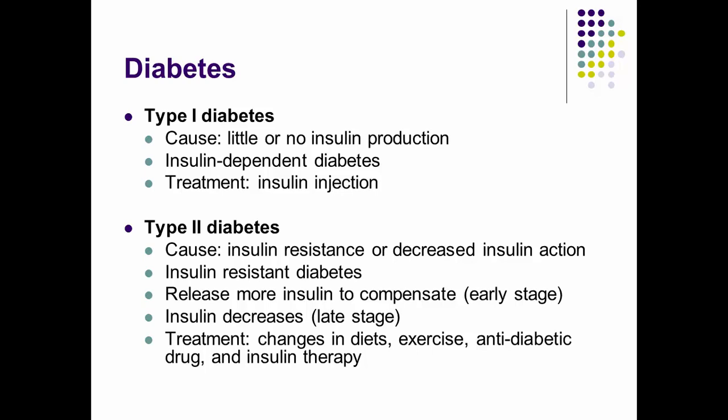But in the very late stage of type 2 diabetes, they also have insulin deficiency. The insulin levels are also decreased because of beta cell failure. So beta cells cannot make enough insulin. So at this later stage of type 2 diabetic patients, we also need insulin therapy.